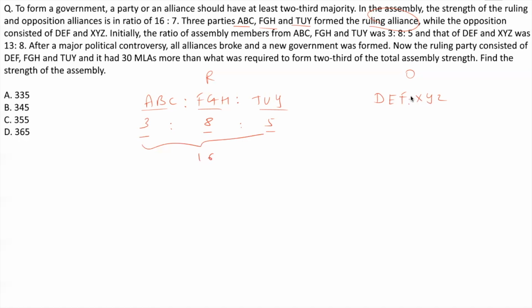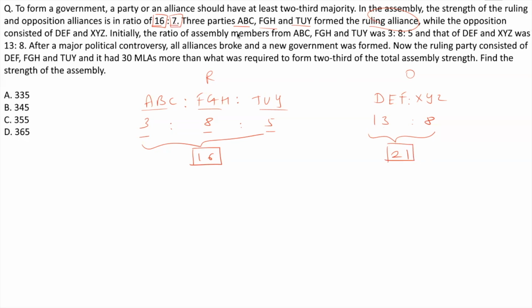The ratio of these number of members is 13:8. Okay, the total will be 13 plus 8, that is 21. Now, if you look at the question, guys, in the assembly, the strength of the ruling and opposition alliances is in the ratio 16:7. So the ruling alliance is 16 units. That's correct, 16 units here, which we have. But the opposition party is 7 units, which we have as 21 here, right?